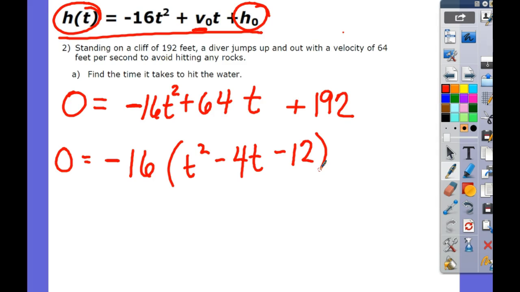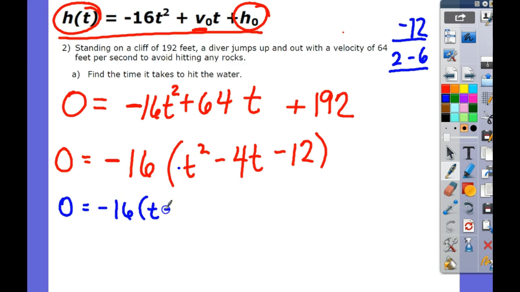Now, once again, if it doesn't factor, you have to use the quadratic formula. All right, and so we multiply the first number times the last number and write down the factors of 12, negative 12. Would those factors add up to the negative 4? And so 0 equals negative 16, t plus 2, t minus 6, using my shortcut factoring.